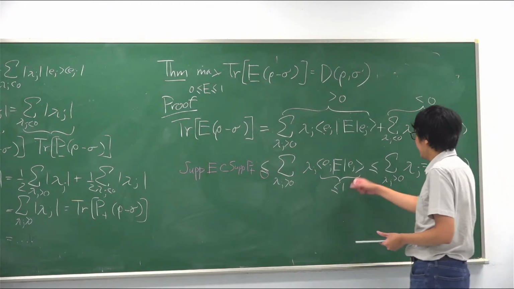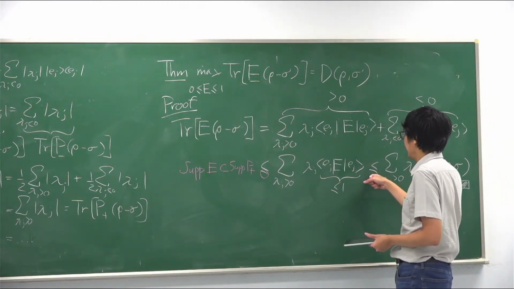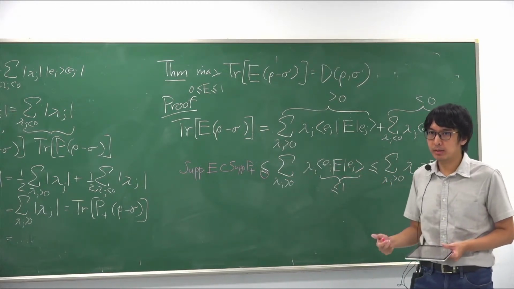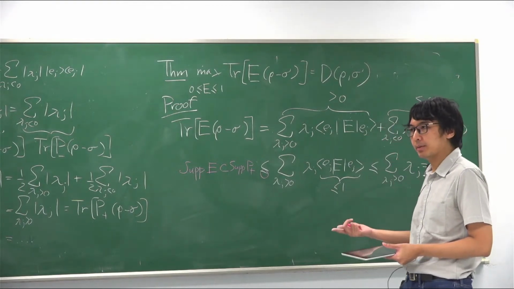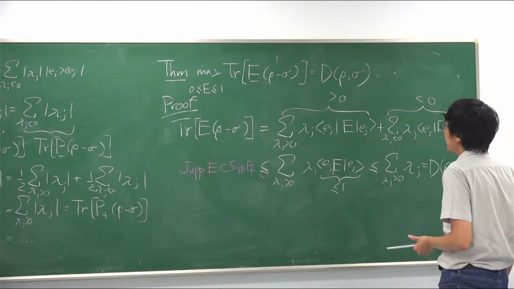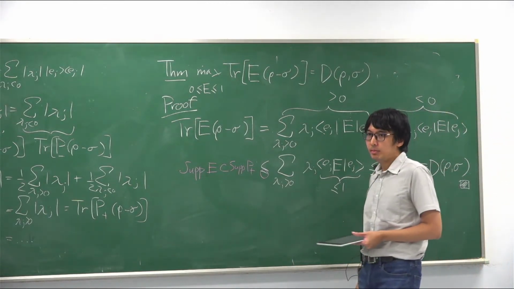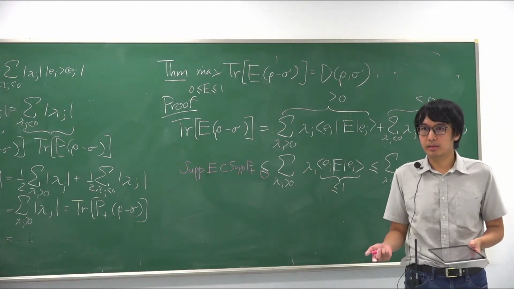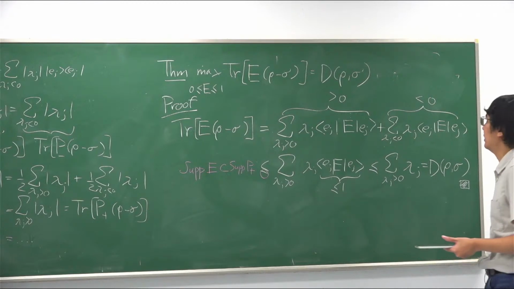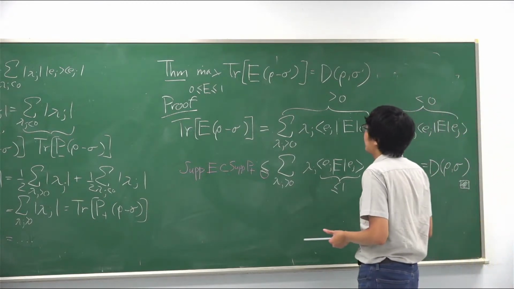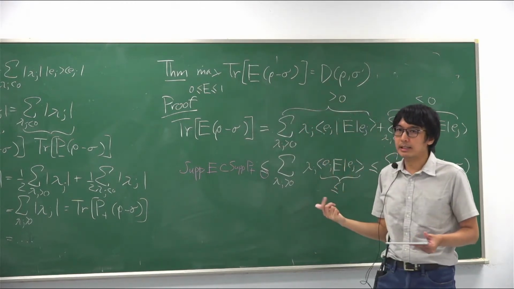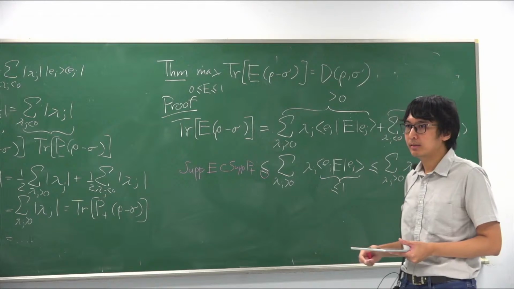Right, and this will be an equal sign if E is just the projector onto the positive eigenvalue eigenspace. Right? So we have that. So the maximum probability is maximized over the POVM elements, like your choice of measurement. The difference between the probabilities is quantified by the trace distance.